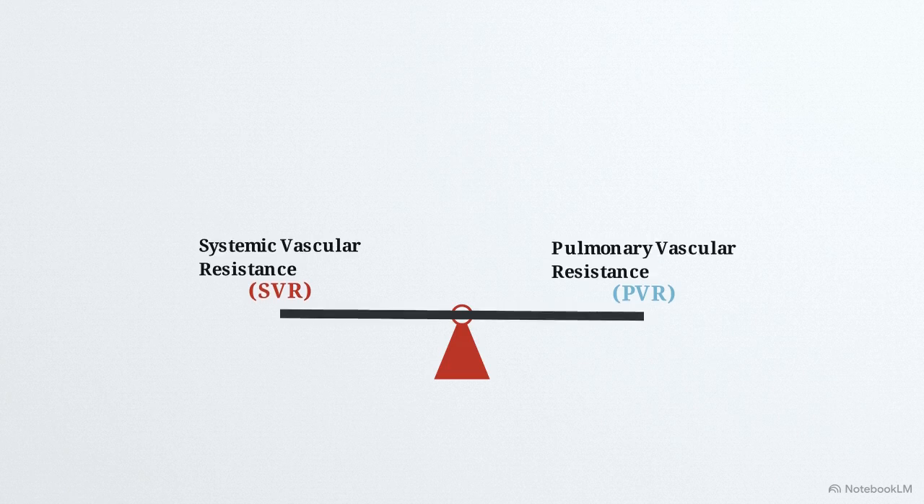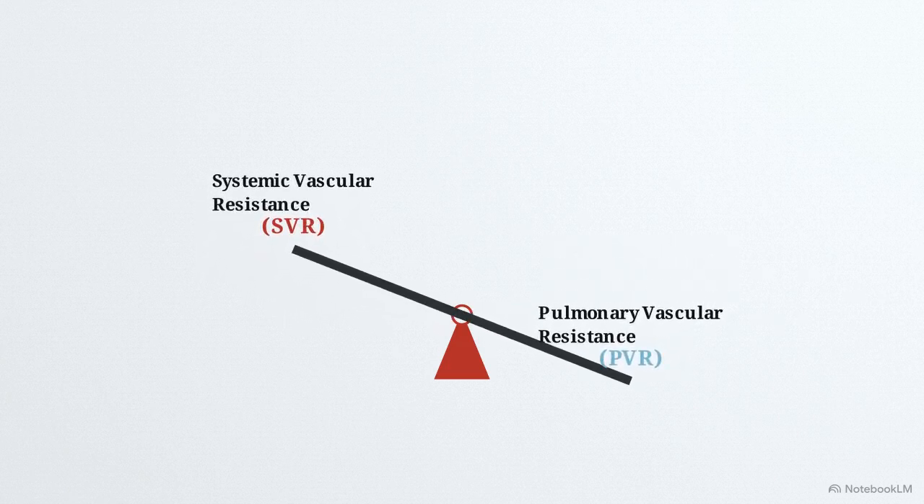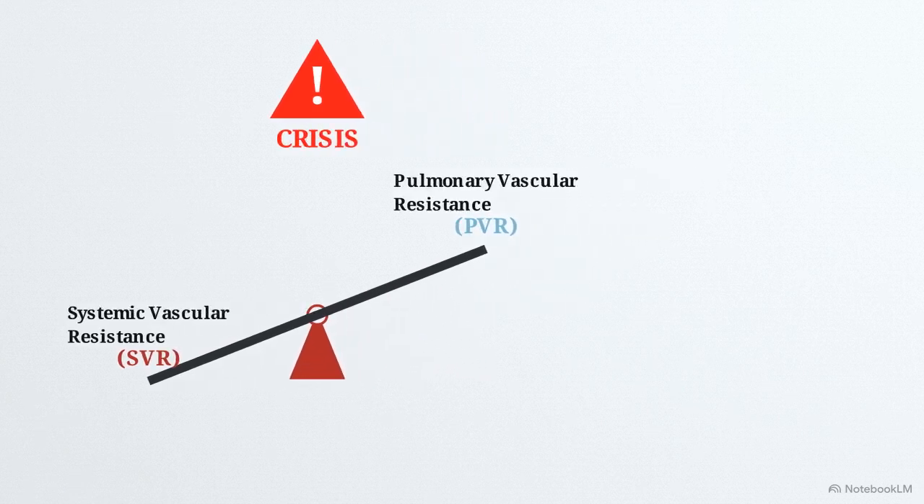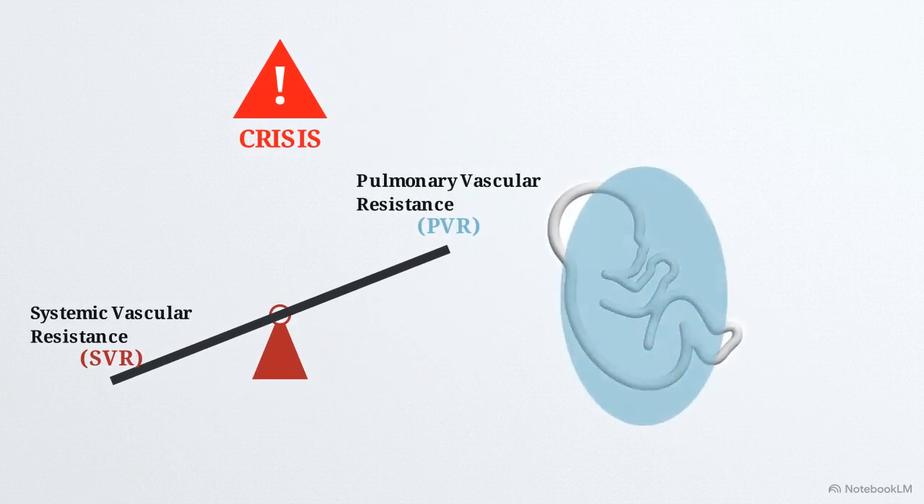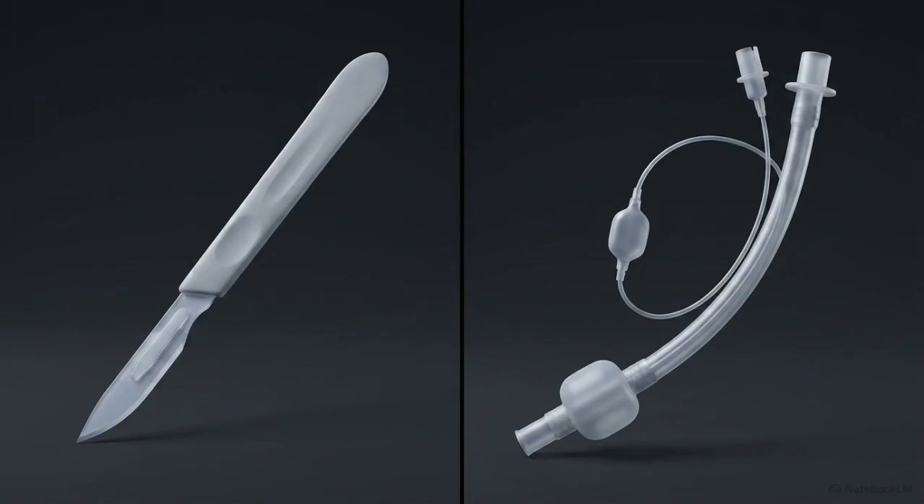Clamping the umbilical cord spikes systemic vascular resistance, and taking that first breath drops pulmonary vascular resistance. If this precise pressure balance fails, deoxygenated blood bypasses the lungs. The infant turns blue, and a neonatal crisis begins. Recognizing which side of this pressure seesaw failed dictates exactly whether the neonate requires immediate surgical intervention or mechanical ventilatory support.